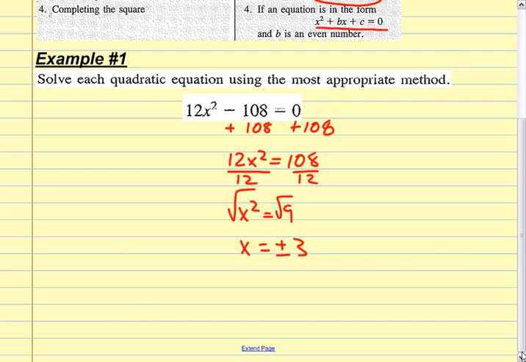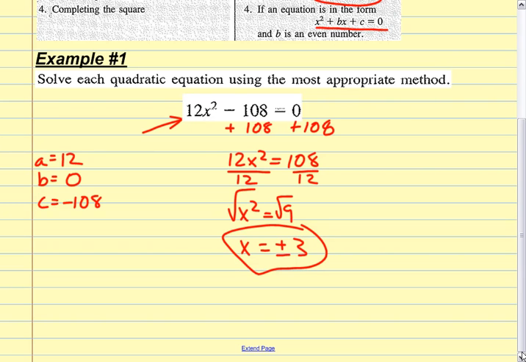Now I'm not going to spend a lot of time on this. Could I have used the quadratic? Absolutely. A is equal to 12. B is equal to 0. C is equal to negative 108. If I plug it in, I'm going to get that. I'm not going to take time doing it because this was much faster. But could I use the quadratic? Sure. Absolutely.